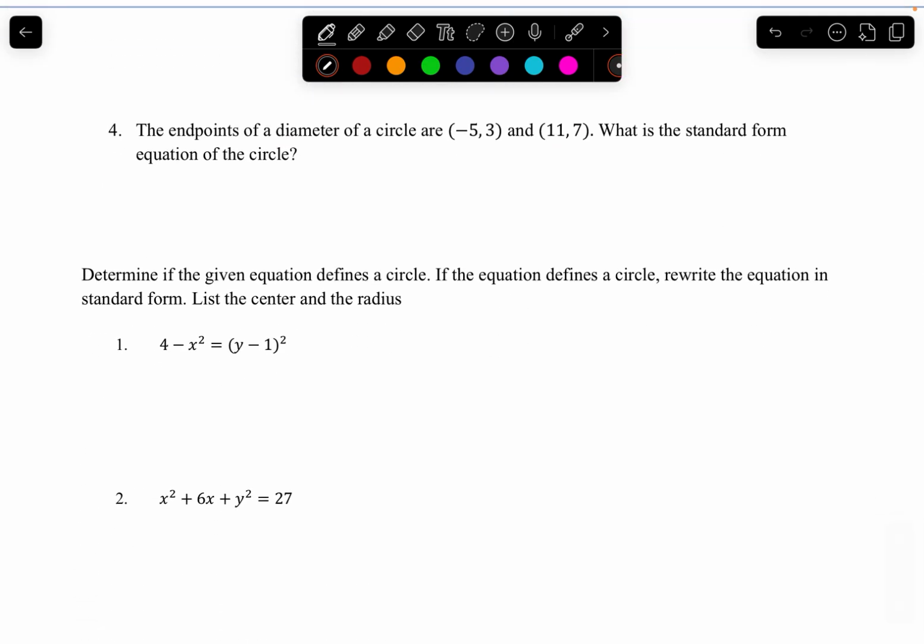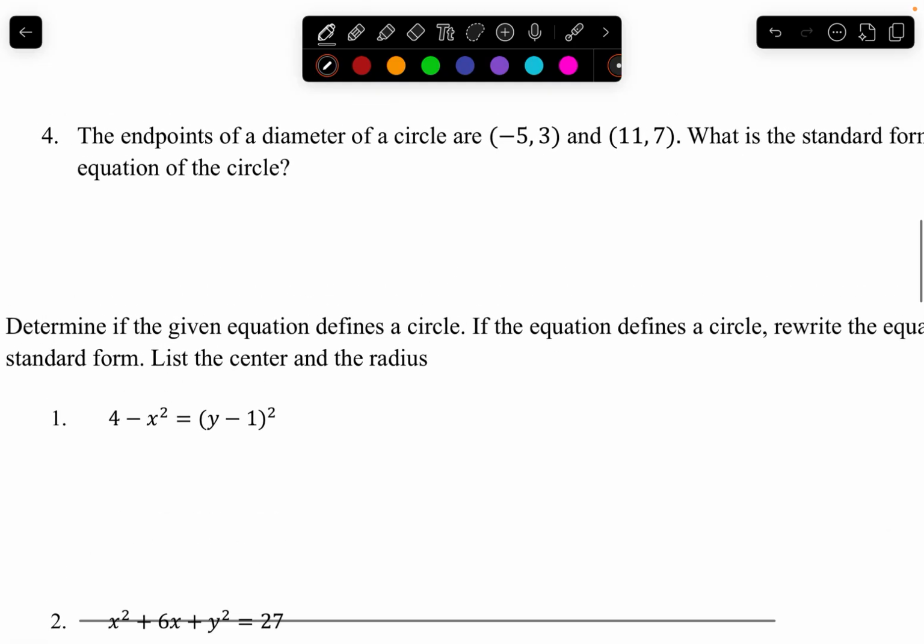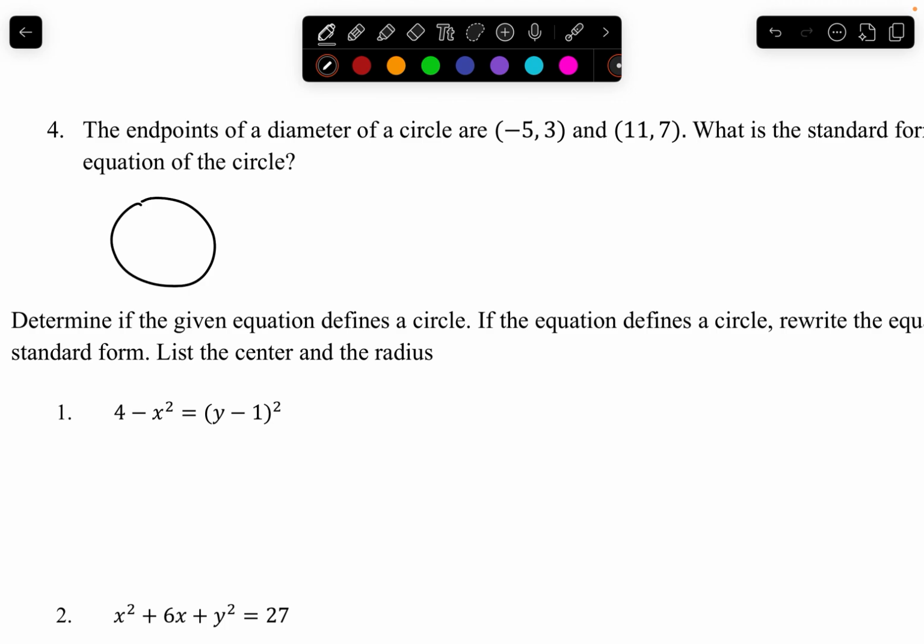All right. Number 4, the endpoints of a diameter of a circle are -5, 3, and 11, 7. What is the standard form equation of the circle? Okay, so here we have a circle. We know that the diameter goes through the center, remember. We're going to say that this is -5, 3. This is 11, 7. So I need to figure out what the center of my circle is because I need that for my standard form equation.